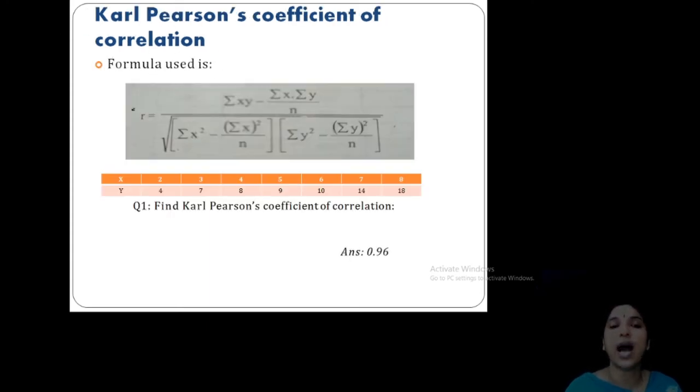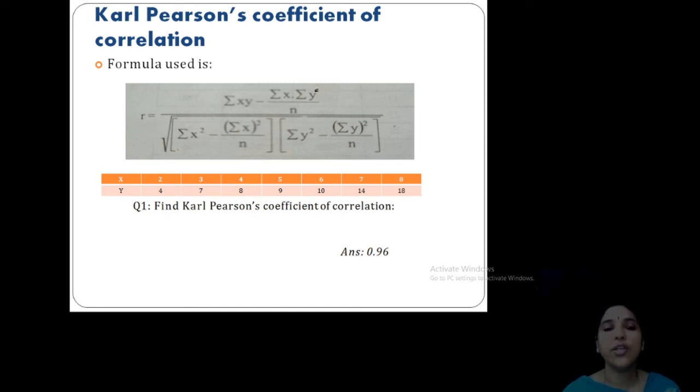The formula is: the coefficient of correlation is represented by small letter r, which is equal to sigma xy minus sigma x into sigma y divided by n, where x is one variable and y is another variable, sigma x is the total of x, sigma y is the total of the second variable, and n is the number of observations. Then divided by the square root of sigma x square minus sigma x whole square by n, in brackets, multiplied by sigma y square minus sigma y whole square by n.